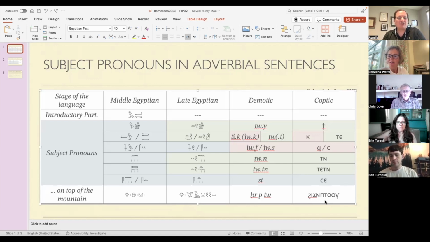Yeah, "upon the mountain," "I'm on the mountain." It's almost the same, right? Can you tell the difference? I thought it was the same, to be honest. I thought it was the same.